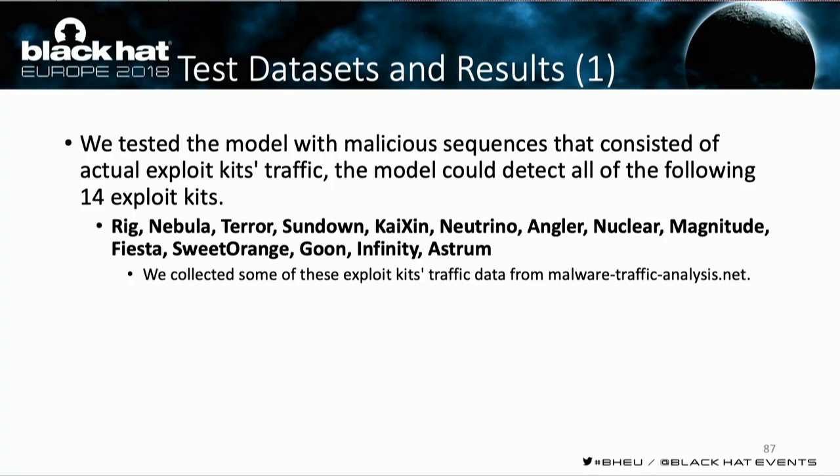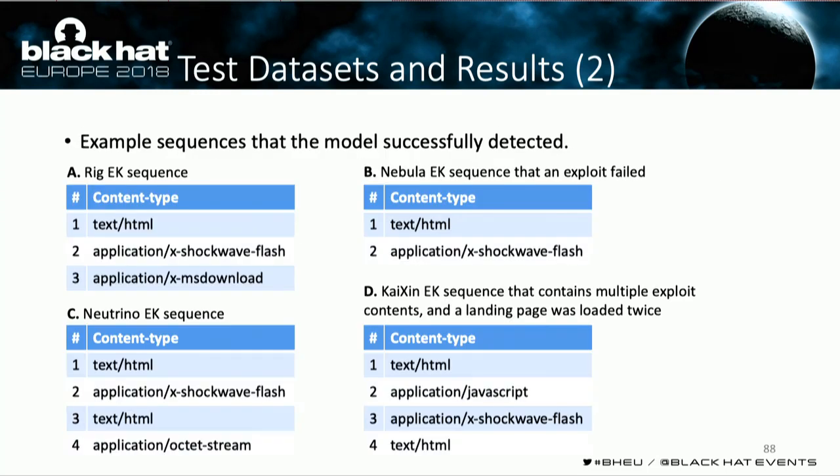We tested the model with malicious sequences that consisted of actual 14 exploit kit traffic, such as Rig, Nebula, Terror, and so on. Then, the model could detect all of them. These are examples that the model successfully detected. Sequence A is a Rig EK sequence. That is very typical. B is a Nebula EK sequence that the exploit failed. This sequence ends without payload.